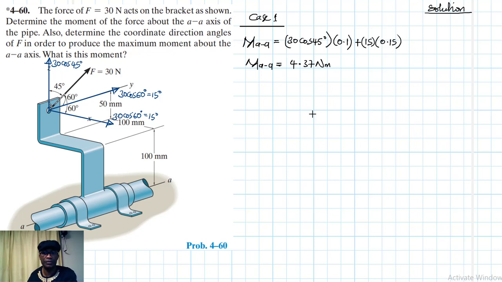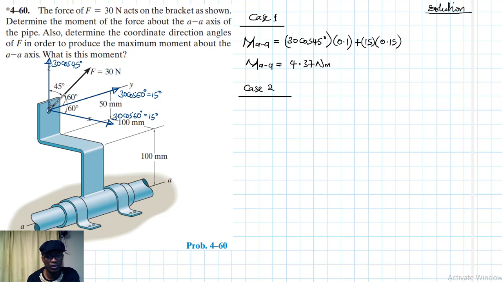Okay, so let's go to case number 2. Case number 2, we have been asked to determine the coordinate direction angles of F in order to produce a maximum moment about the AA axis.